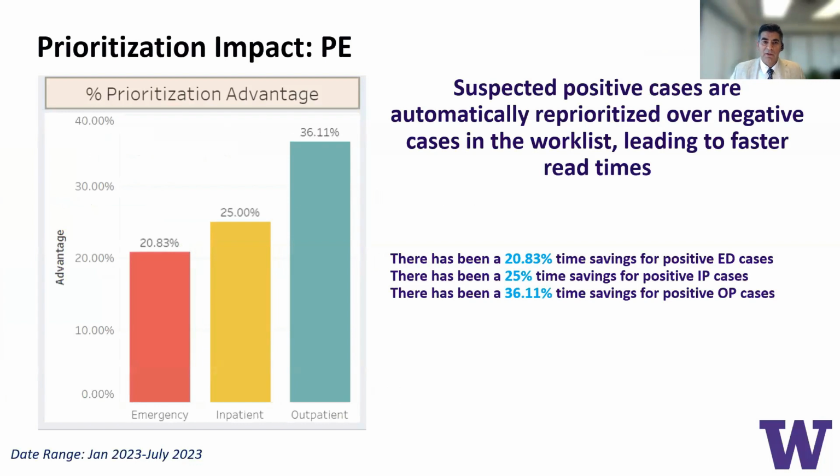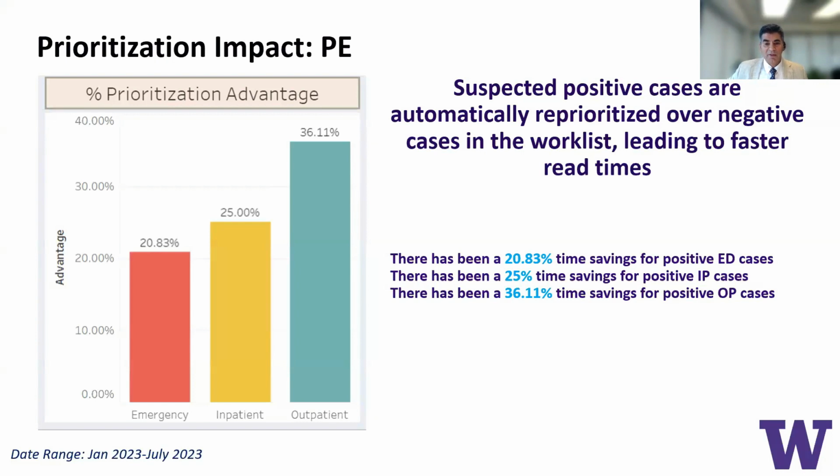Another thing we are learning as we capture our data is how our communication has improved, just for pulmonary embolism. But as you can imagine, this might have an impact for all indications. This is pulmonary embolism in the ED setting. There has been a 20% time saving for positive exams. That means we are communicating much faster based on the reprioritization.